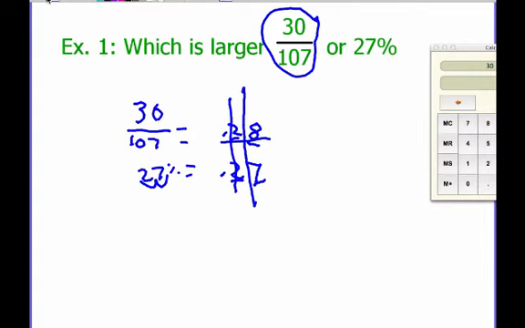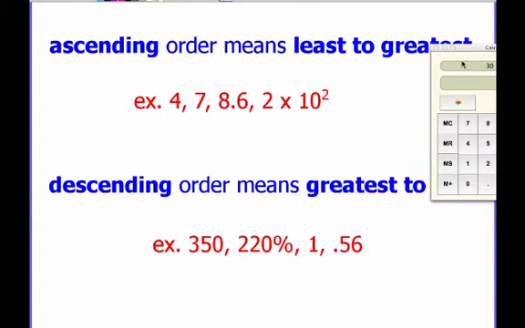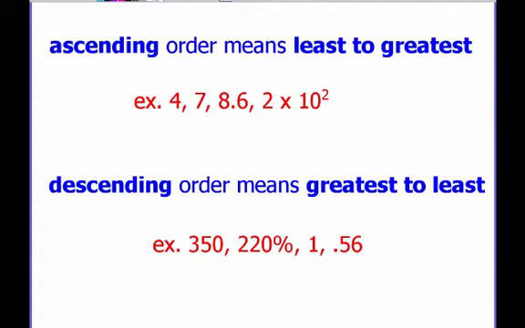Here's some other vocabulary we need to discuss, and that is ascending and descending. If I put numbers in ascending order, that means to put them in order from least to greatest. So for example, these numbers here, 4, 7, 8.6, and 2.2 times 10 squared, are in order from least to greatest. 2.2 times 10 squared is just 220. So I'm going from the smallest number up to the biggest. Ascending is least to greatest.